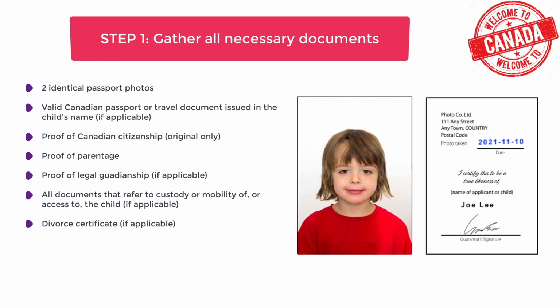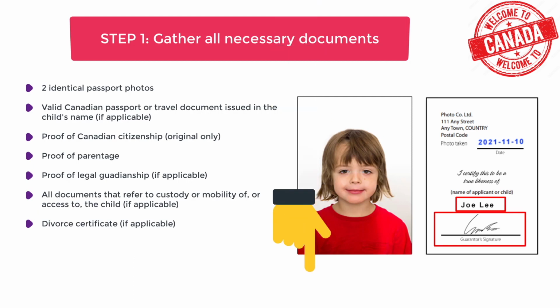Your guarantor must write on the back of one of the 2 photos, "I certify this to be a true likeness of the child's name," and sign. Read the full photo requirements for more information. The link is in the description below.